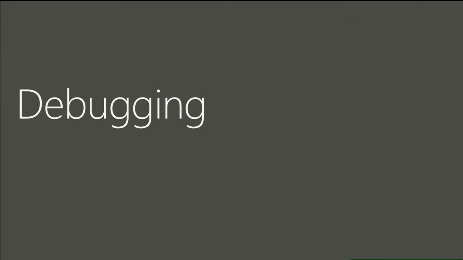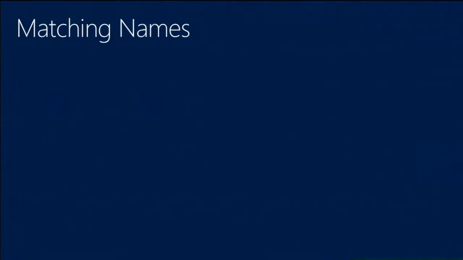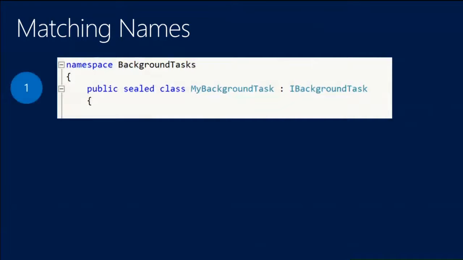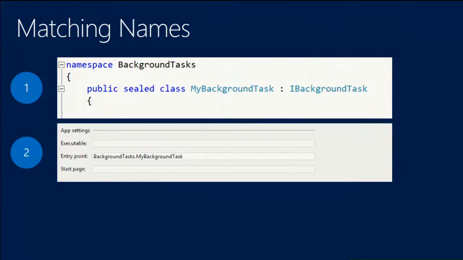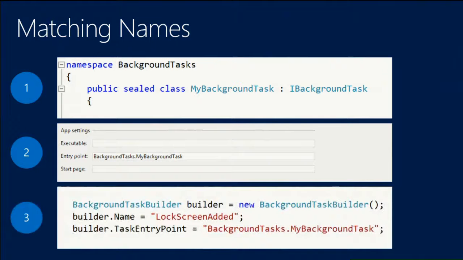I want to talk a little bit about debugging when it comes to background tasks, because it is a little different, because you are talking about a process running outside of your app. When you're starting to debug, the first thing you need to always look at if your background task is not firing is the naming. We use this name in 3 places. You define your background task, with a namespace and a class name. Then when you go to your app manifest, you put that full namespace and class name in the entry point. Then finally, you call it when you register your task. All these 3 need to match up for your background task to be registered properly.